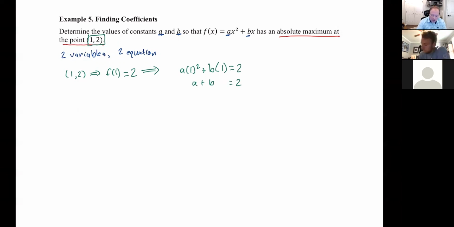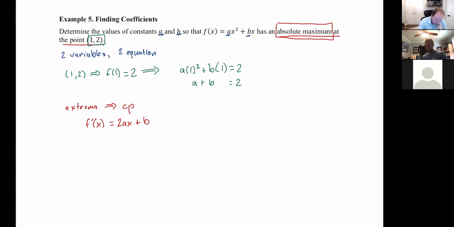How do we get the other equation? Well, we're told that it's an absolute maximum. Remember, if you have an extrema, you have a critical point. Extrema implies a critical point. So let's take the derivative. What's going to happen when you take the derivative is you have f prime of x is equal to 2ax plus b. Remember that a and b are constants, so the 2 comes down in front, giving you 2a, and the derivative of x is just 1.